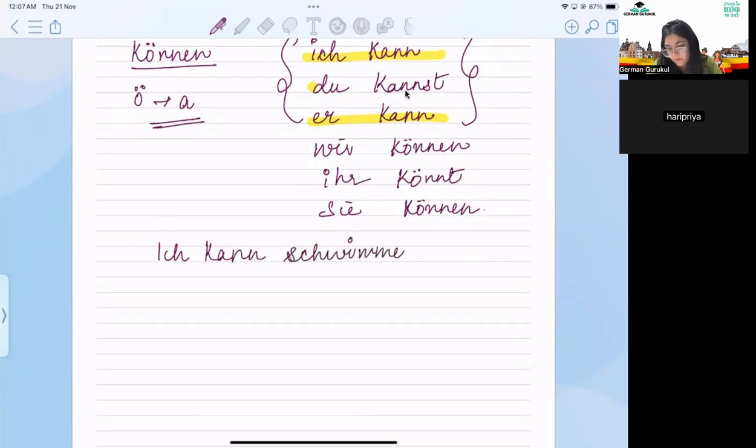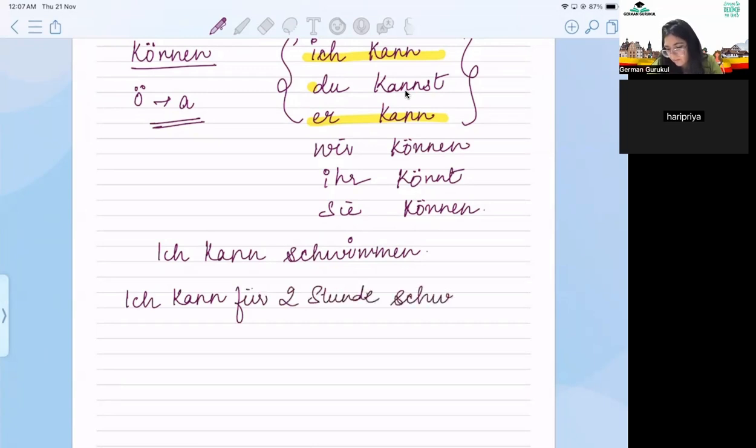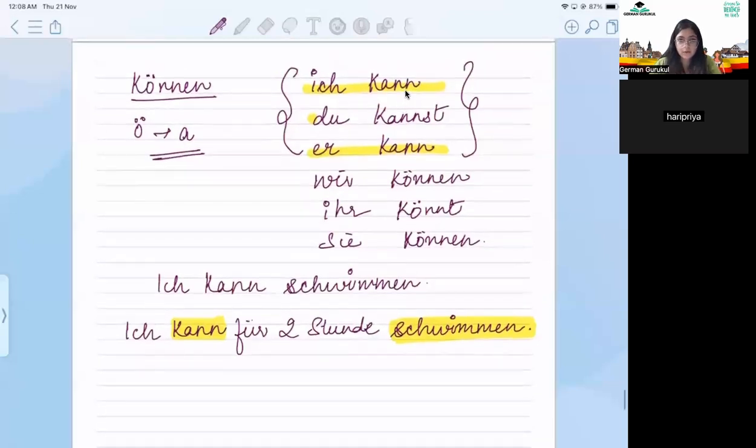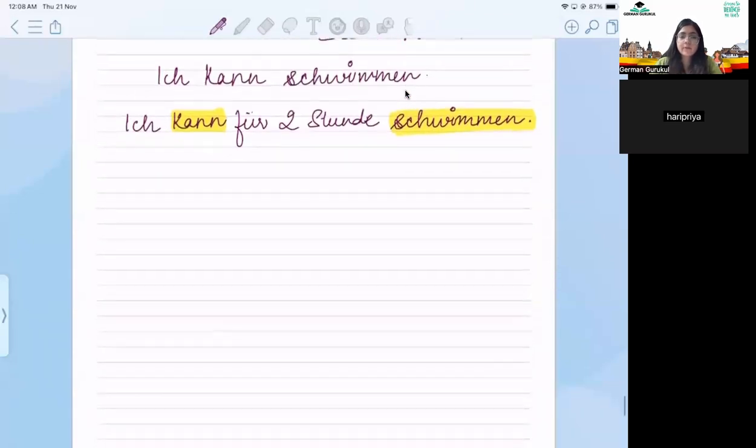Now, if I want to say I can swim for 2 hours, I won't say Ich kann schwimmen für 2 Stunden. That will be wrong. I'll say: Ich kann für 2 Stunden schwimmen, right? So we have kann at the second position and schwimmen will go at the end. Perfect. Now we'll be moving to the next verb.